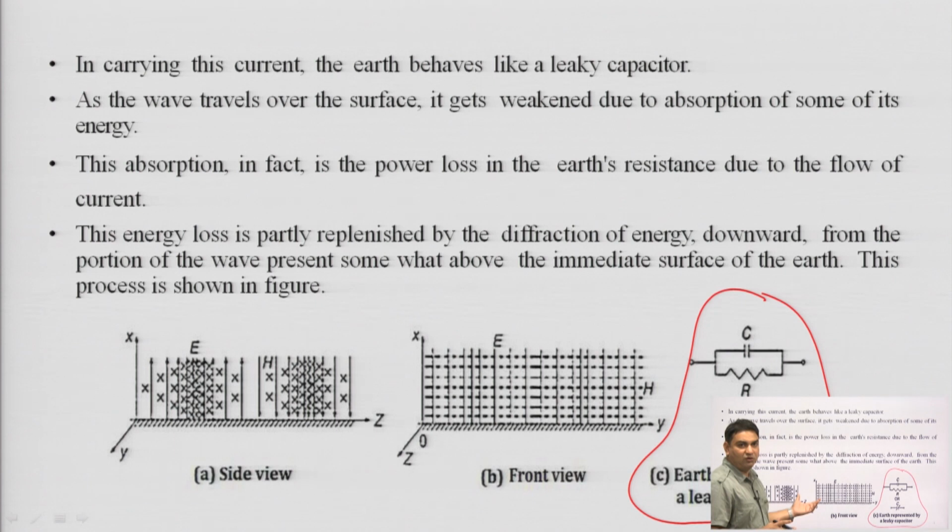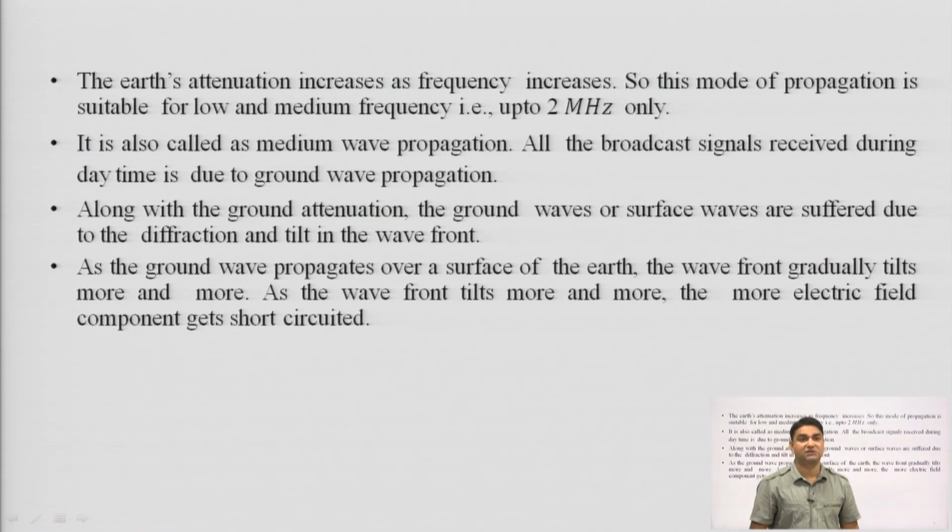When we show this particular diagram in the two views, the first one is the side view and the second one is the front view, you can say that the surface waves on the surface of the earth are representing different kinds of behavior in terms of radio wave propagation. So, simply you can identify from these figures the earth's attenuation increases as frequency increases.